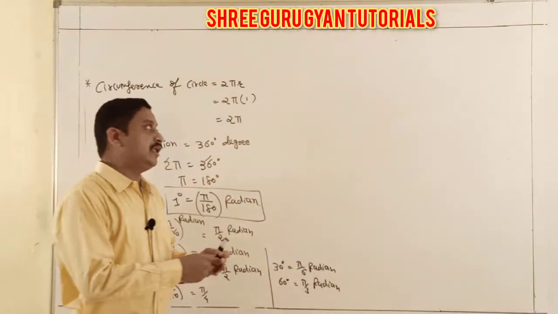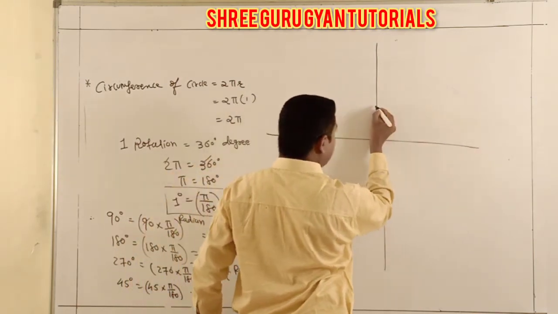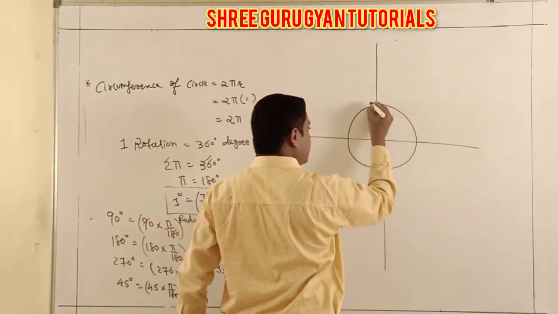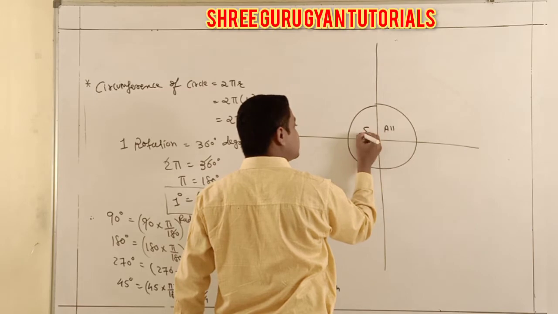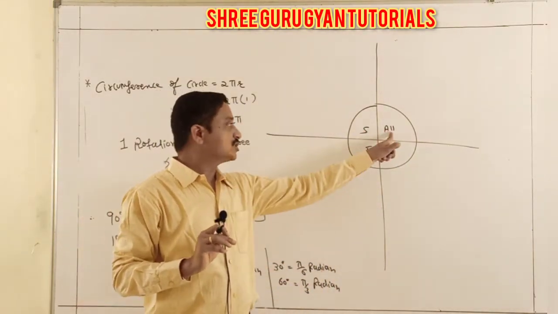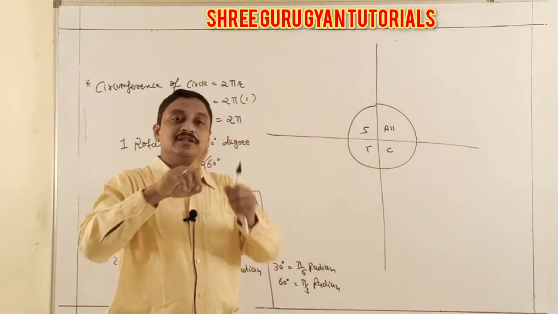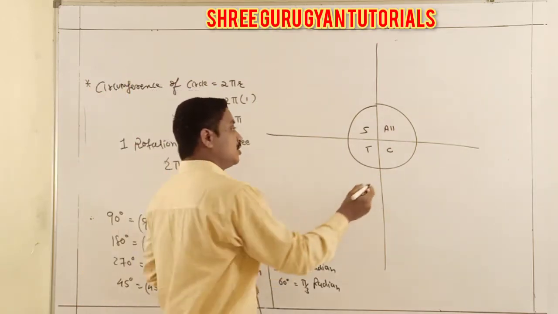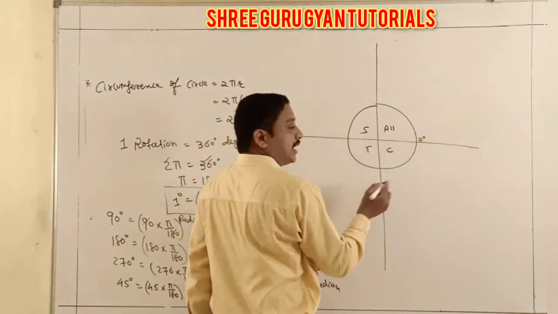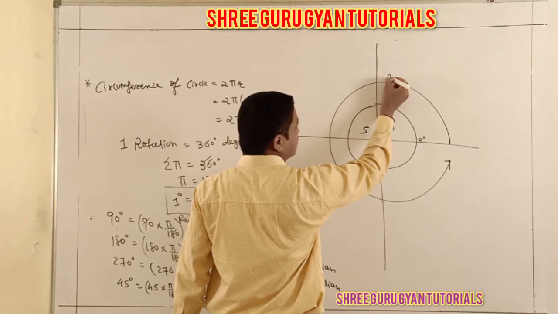So students, I will first explain these degrees for anti-clockwise rotation. Here is a shortcut I write down: All Sin Tan Cos, after school to college is the first step. Here 0 degree, I start the rotation anti-clockwise. These are anti-clockwise.